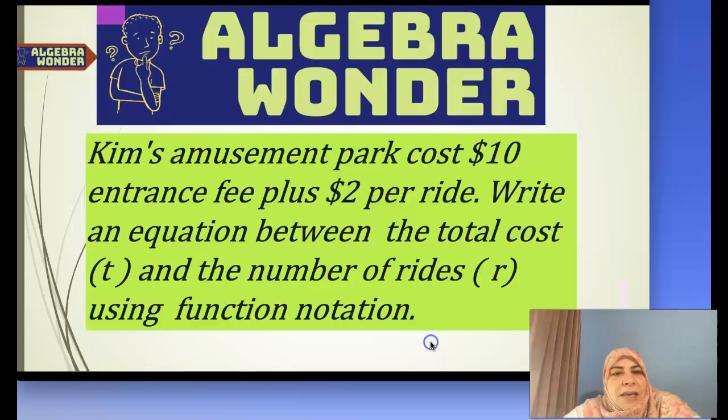Okay. Now it's time for Algebra Wonder. Kim's amusement park costs a $10 entrance fee and $2 per ride. Write an equation between the total cost t and the number of rides r using function notation. So think about it and write it.